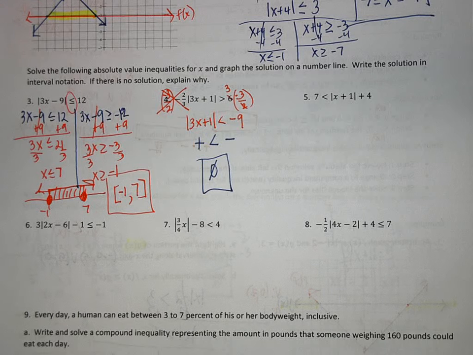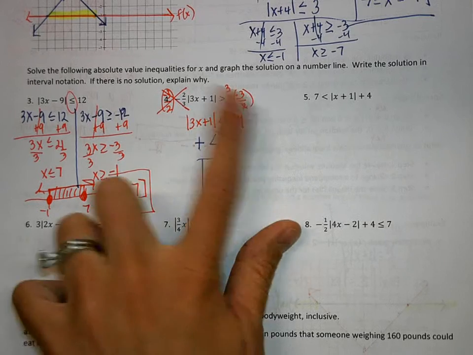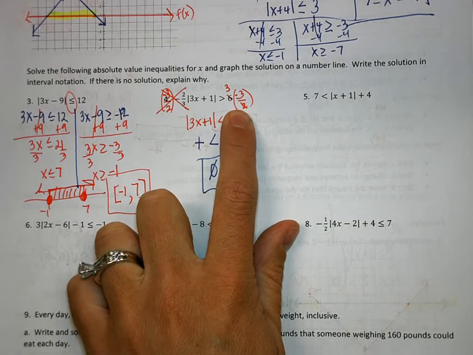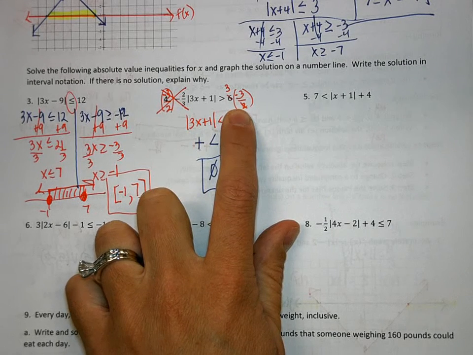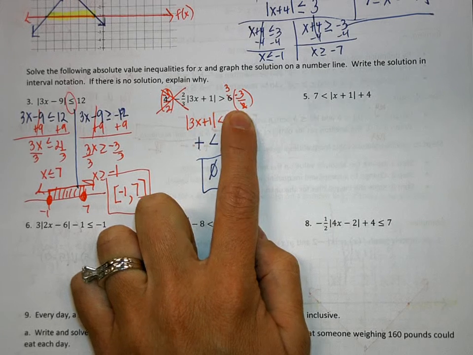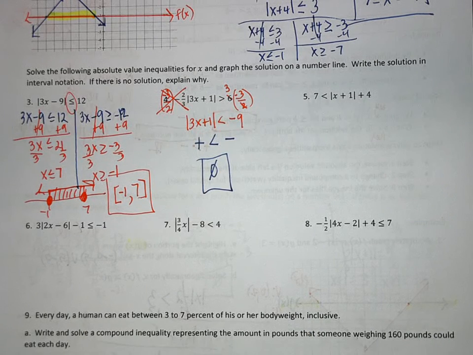I don't understand why the sign flipped. Because I multiplied by a negative. Remember with inequalities, anytime you multiply or divide by a negative number, you end up flipping the inequality sign. Oh, okay. Okay? All right, any other questions?